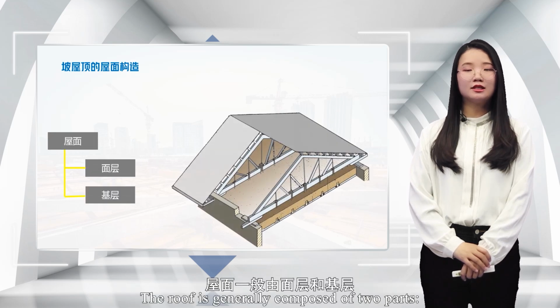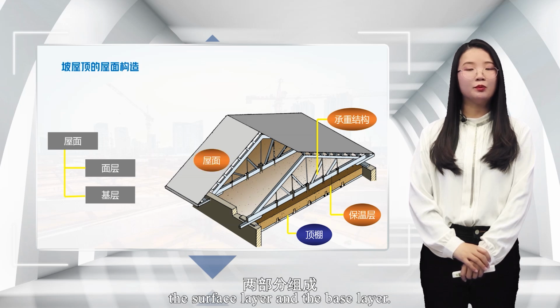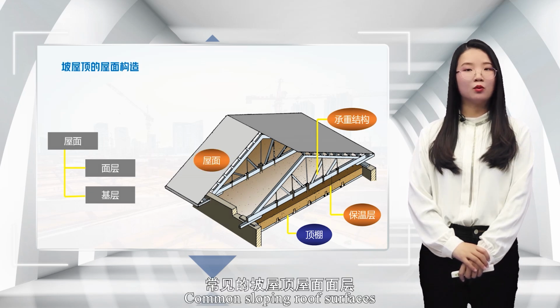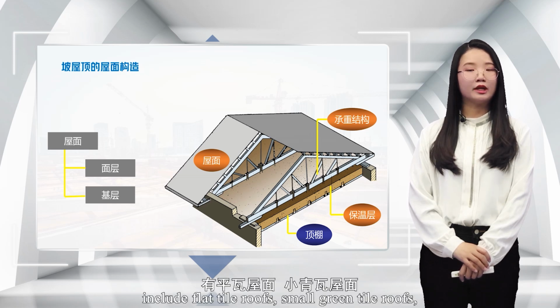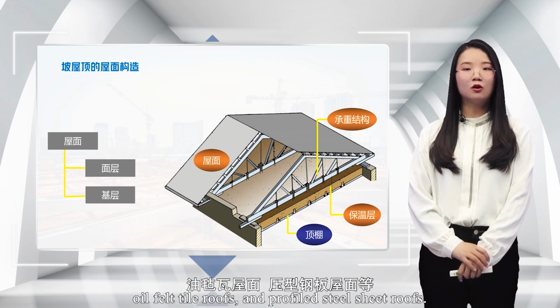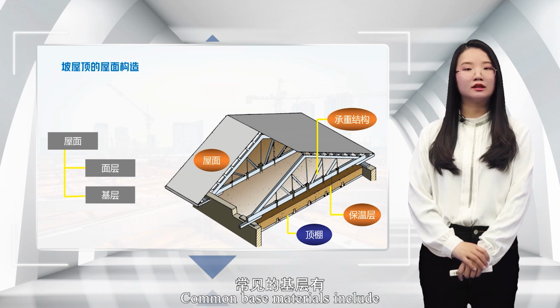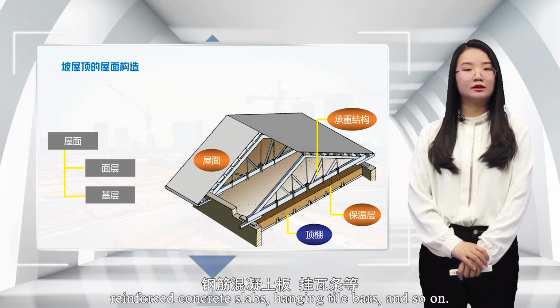The roof is generally composed of two parts: the surface layer and the base layer. Common sloping roof surfaces include flat tile roofs, small green tile roofs, oil felt tile roofs, and profiled steel sheet roofs. Common base materials include purlins, rafters, wooden observation boards, reinforced concrete slabs, hanging tile bars, and so on.